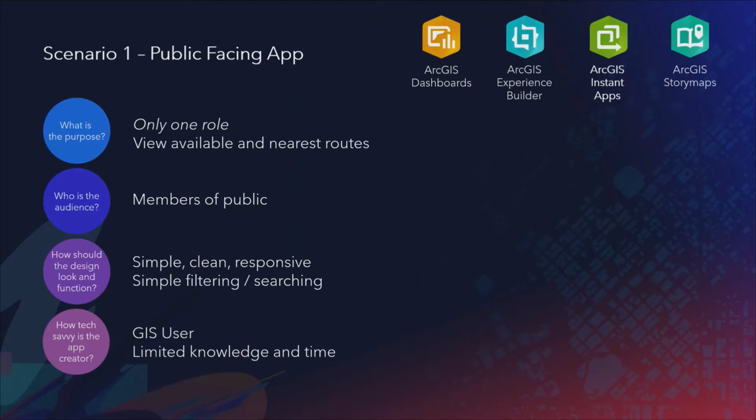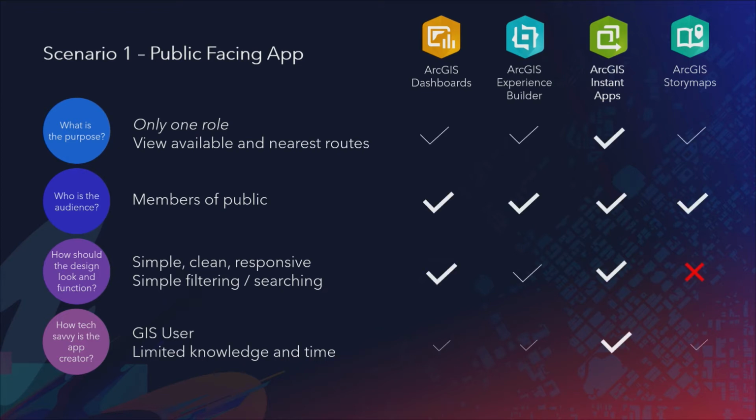So let's think about those 4 questions. The purpose this time is only one purpose. It's just simply to present the available routes for a particular new person that might want to sign up for the scheme. The audience in this case are going to be members of the public accessing this on our website. And the look and feel needs to be very simple, clean, responsive to different device types, because people might be joining via laptops or mobile devices. And it just needs simple searching and filtering capabilities. The person creating this app is actually going to be our GIS user, who has limited knowledge of creating web applications and limited time available.